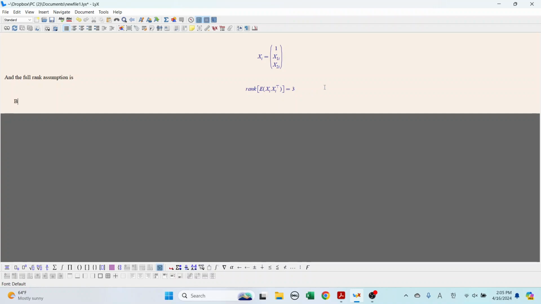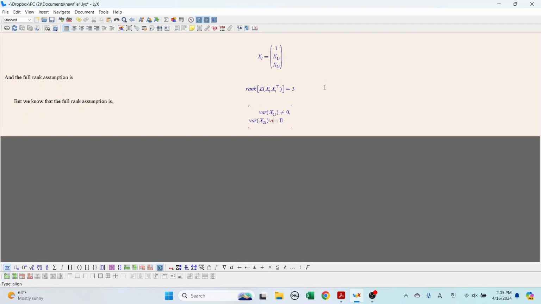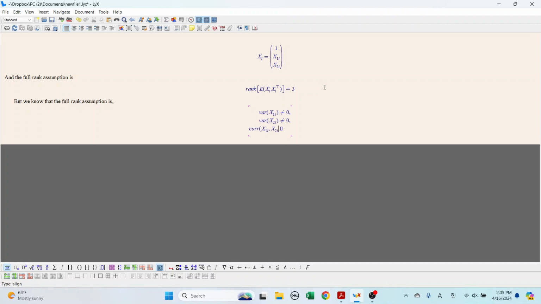But I think we have done this earlier in another homework. We know that the full rank assumption is that the variance of x1 is not 0, the variance of x2 is not 0, and finally the correlation is not plus or minus 1. So these are three assumptions. The first is about the variation in x1. The second is about the variation in x2. The third is about multicollinearity: there is no multicollinearity when the correlation is not perfect.